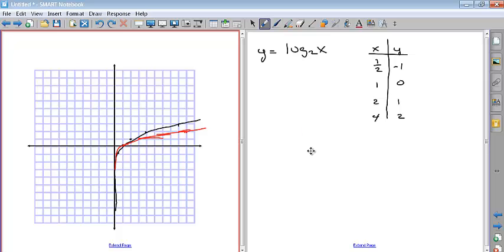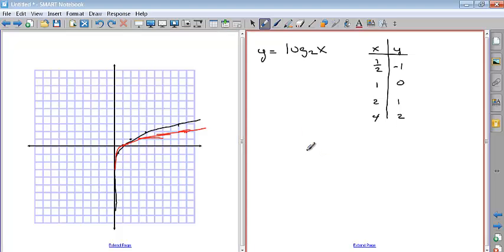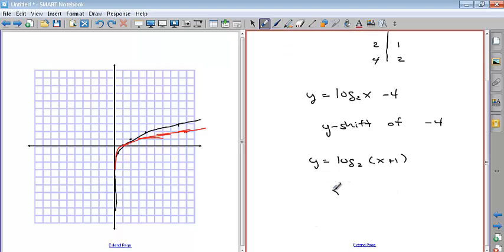Now, as far as the transformations are concerned, again, if you had log base 2 of x minus 4, this would be a y shift of -4. That'll be shifted down. If you had y equals log base 2 of x plus 1, then that would be an x shift of -1. You take the negative of that.